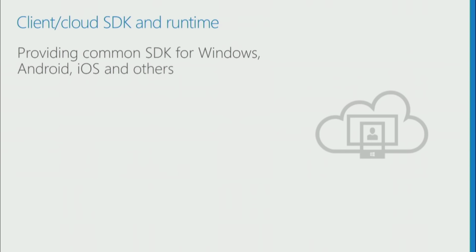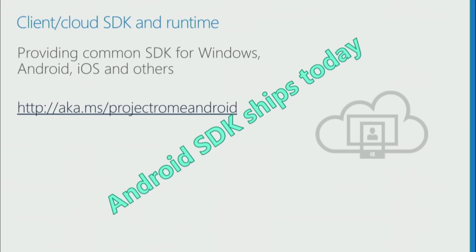Now, the Microsoft Graph is great, it has REST APIs, but what if you want to have real, complete control over what's going on and being able to find out what devices are around you? We're providing a client SDK. We obviously do it for Windows already. Android, iOS, and others are on the plan. And today, we're actually shipping the Android SDK. It's shipping today from this URL.